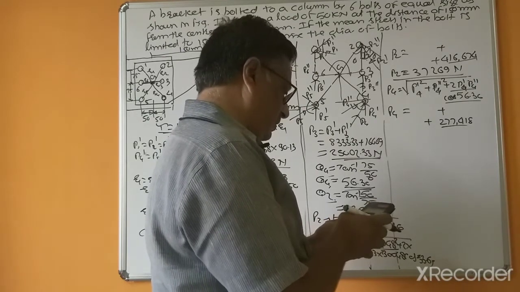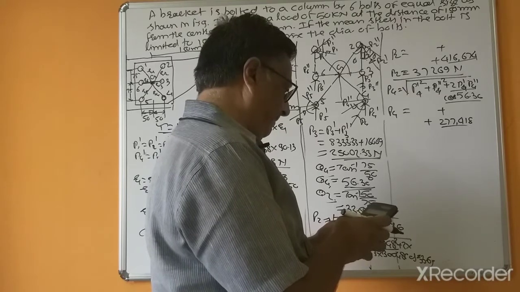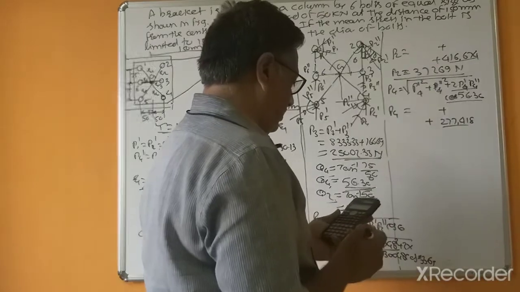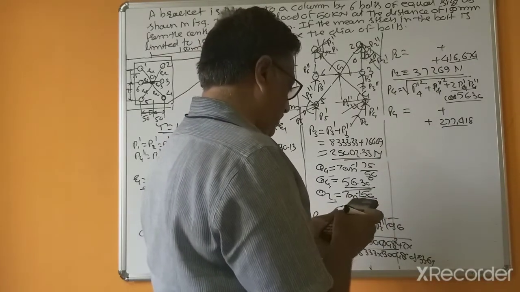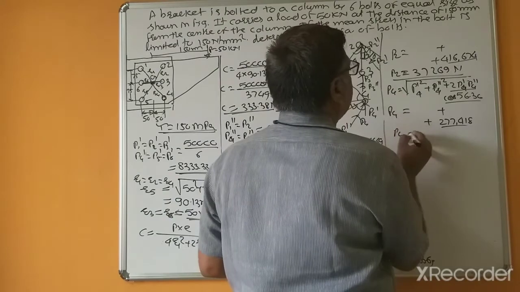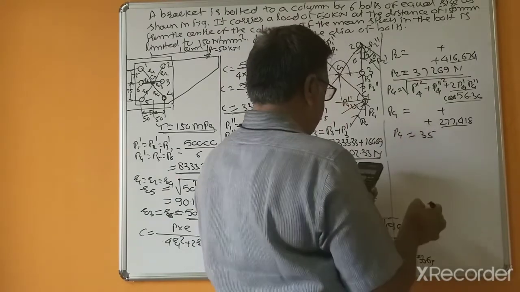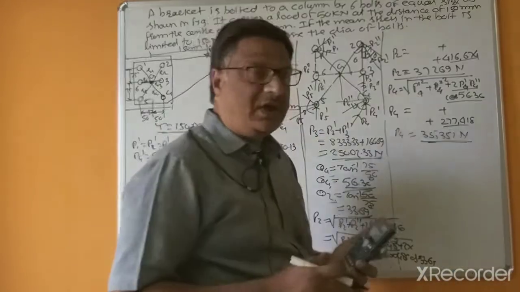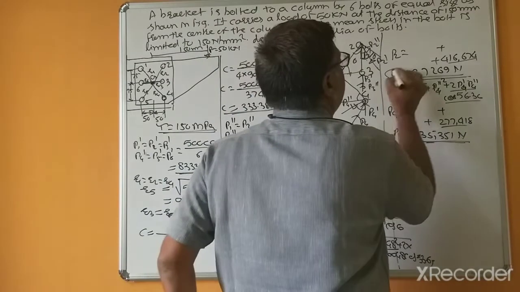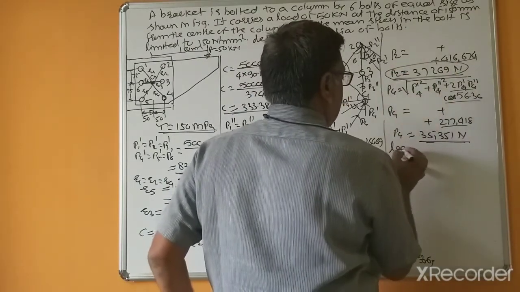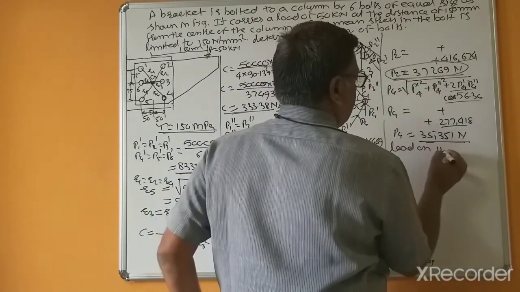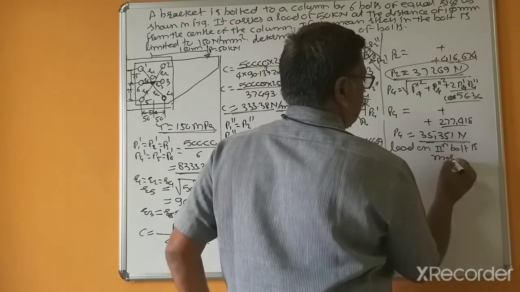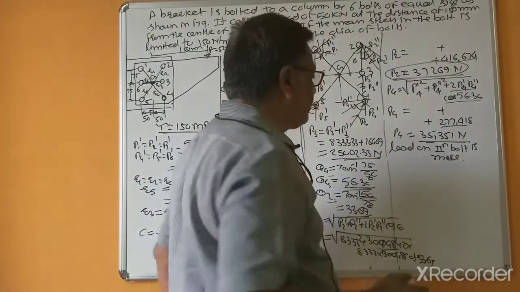48 square plus square under root. I got this P4 equal to 35,351 Newton. So that's why the load on the second bolt is more. Load on the second bolt is more. So that's why the design is based on the second bolt.